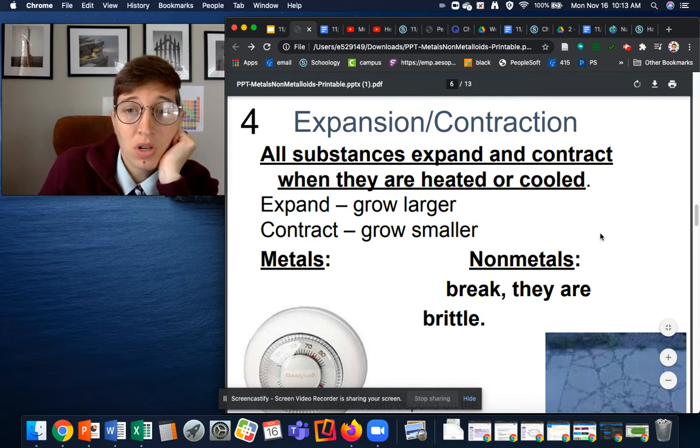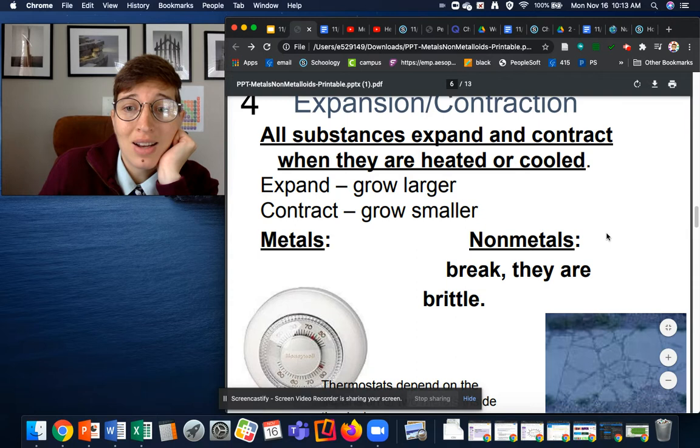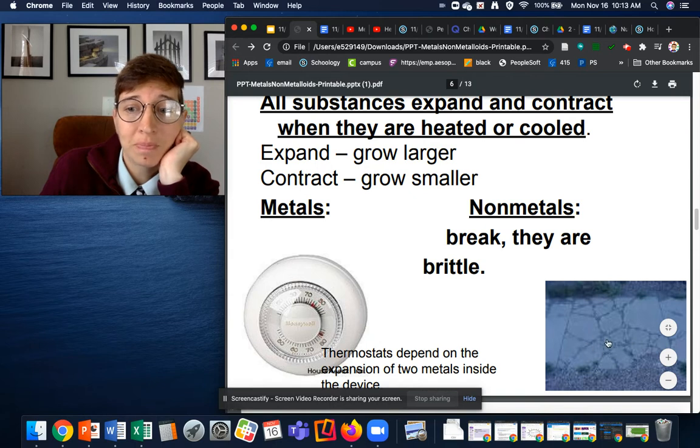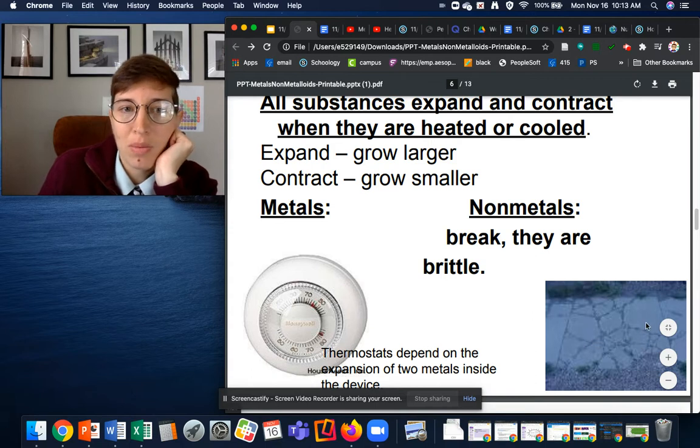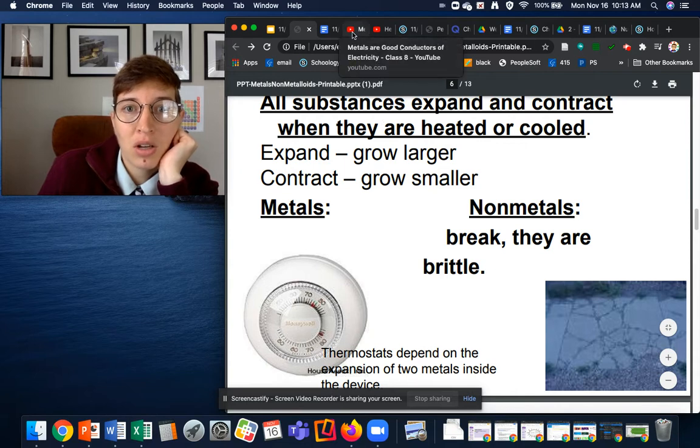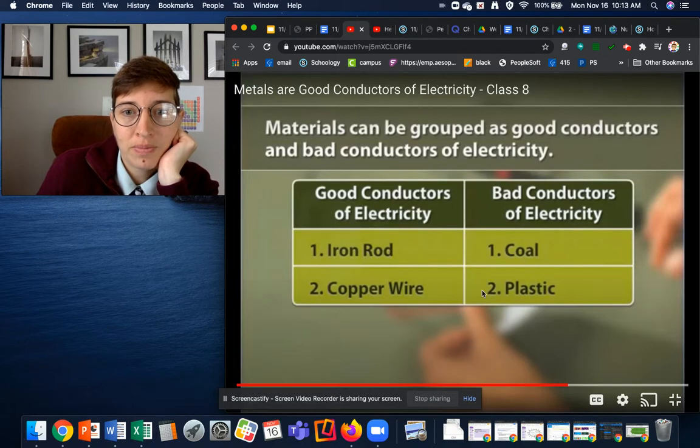The difference between a metal and a non-metal is that non-metals are brittle. They break when they get heated and cooled a lot. So this is a picture of a sidewalk. It has cracks in it, right? Over winters and summers, getting warm and hot, it's going to form cracks, and that's made of non-metal. They're brittle, they're going to break. Metals, on the other hand, expand and contract, but they do not break. So we're going to watch a little video.